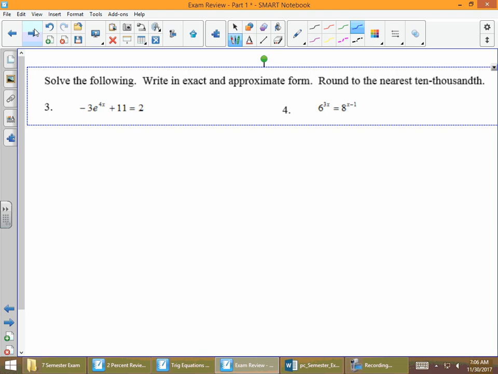Great. I'm going to do 2 more on this video, 2 more exponential equations. When we look at these next 2 exponential equations, you can see that we're not going to be able to find the same base. So we are going to have to throw a log at it.